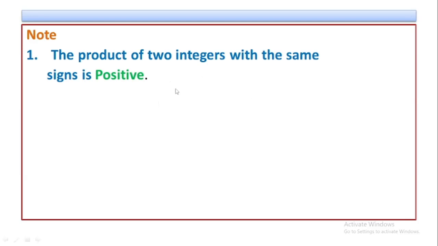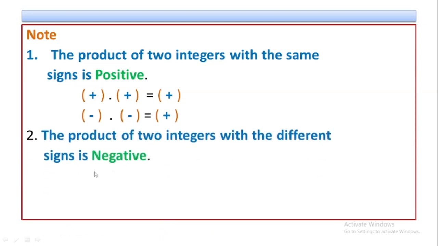Note: the product of two integers or rational numbers with the same sign is always positive. That means positive times positive is positive, negative times negative is positive. Second, the product of two integers or rational numbers with different signs is negative. That means negative times positive is negative, positive times negative is negative. This is always true. We discussed it before also.